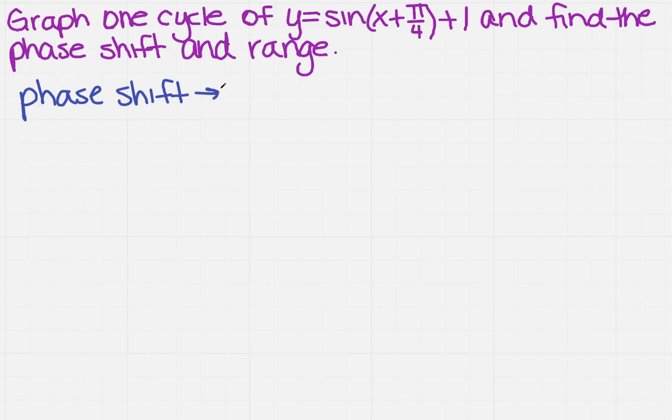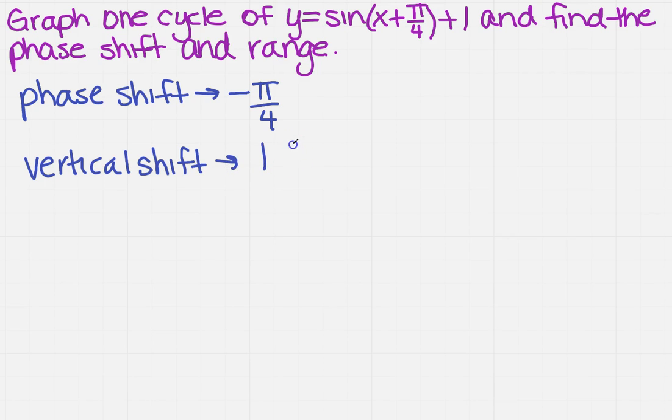So what is the phase shift? Well, it's the number in here with x. This time it says pi over 4, but there's a plus in front of it, so it's minus pi over 4. So it's going to go to the left. Now, what do I know about that plus 1? That's a vertical shift. I know it didn't ask for it, but it's going to help us. So we have a vertical shift of 1 in the up direction.